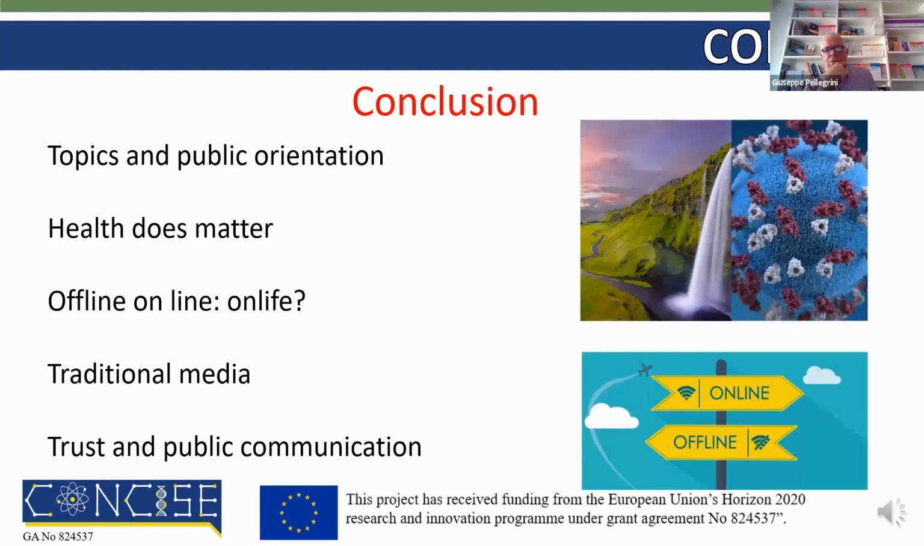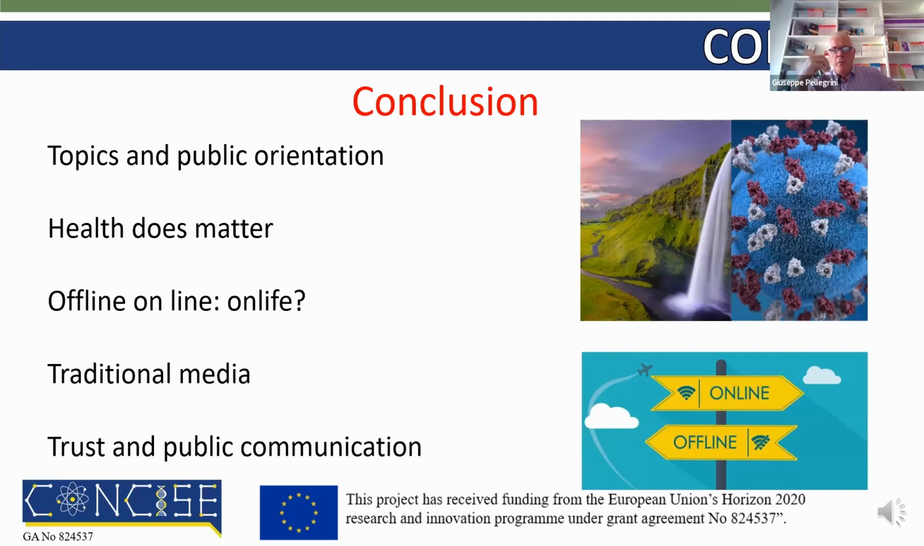So going to some conclusions, in our data, we find significant differences regarding the topics. Of course, topic does matter, and we can say that there are crucial independent variables that influence the orientation of citizens in the choice of sources, channels, and methods of information. So to say that it's not possible to say trust in science in a general way. It depends.